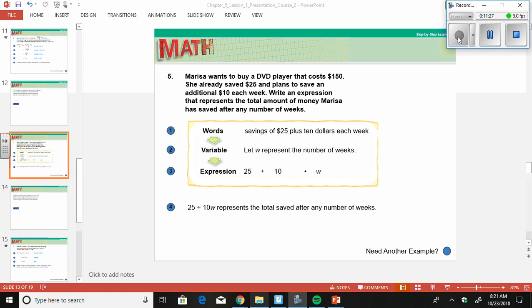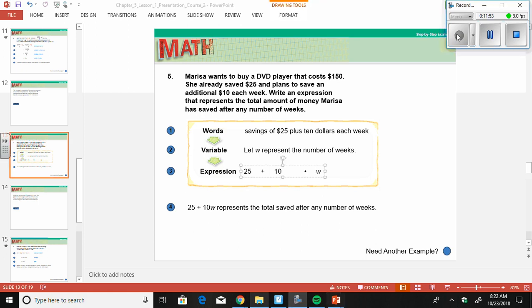In this case, what's used once is she's already saved that $25. Okay, that's not changing. That's what she started with. So that's one time. Then, an additional $10 each week. That "each" is giving you a clue. It's telling you that you're doing it multiple times. That is why they write it as 10 times W, because you're using W over and over again.